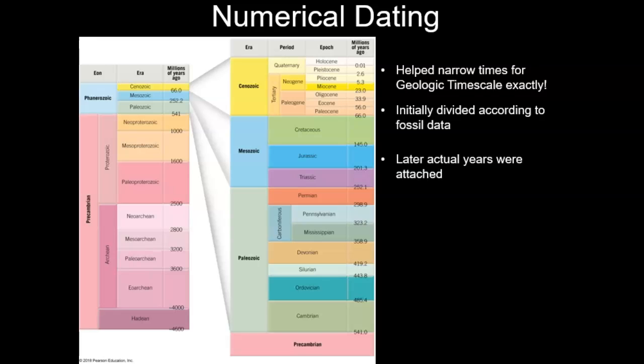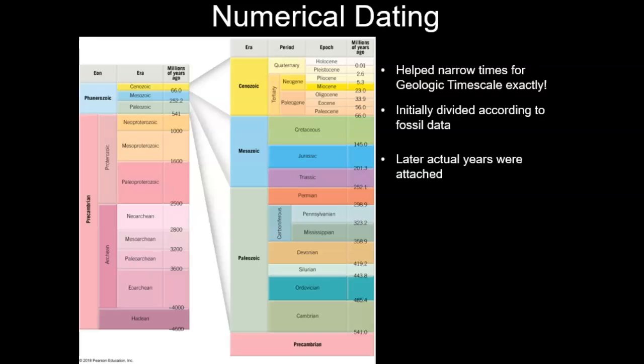So the major units were defined during the 19th century by mostly Western European and British scientists, and they were all based on fossil correlation and based on the methods used in relative dating.